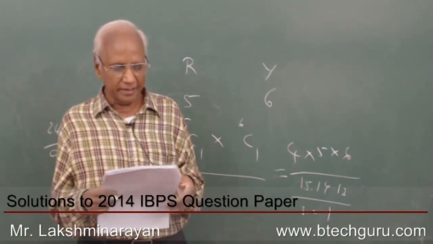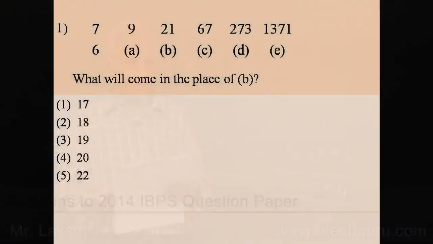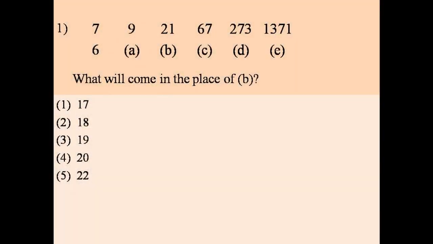But with a little bit of examining, you can see 7, 9, 21 are all increasing. First, 7 to 9 is not a very big increase. 9 to 21 is a little more. 21 to 67 is even greater. Then up to 273, more, and 1371. So the increase is becoming faster and faster. So maybe some sort of multiplication and some addition is involved here. The possibility of division and subtraction may not be there. That much you can guess. But still we have to work it out.